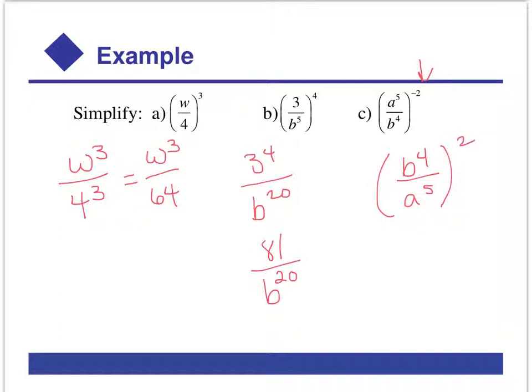It's squared. And so b raised to the 4th times 2 is going to give us b to the 8th. And a raised to the 5th times 2 is going to give us a to the 10th.